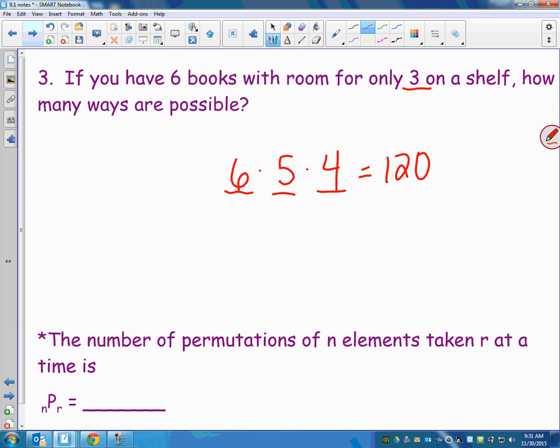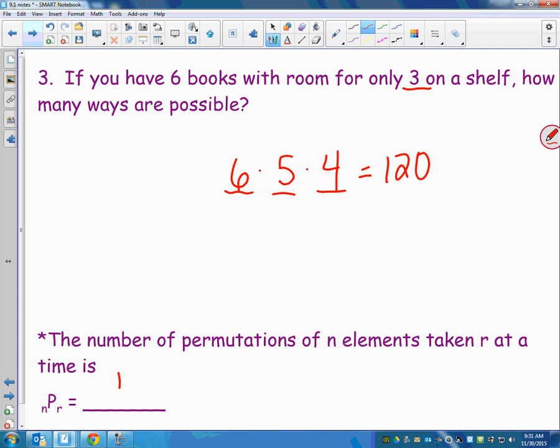So this is a permutation, when you have so many items but you're only choosing a few of them. You might have already seen that button on the probability button. You can say the number of permutations of n elements taken r at a time. You can say nPr, and I'm going to show you the formula, and then we'll talk about the button on your calculator.